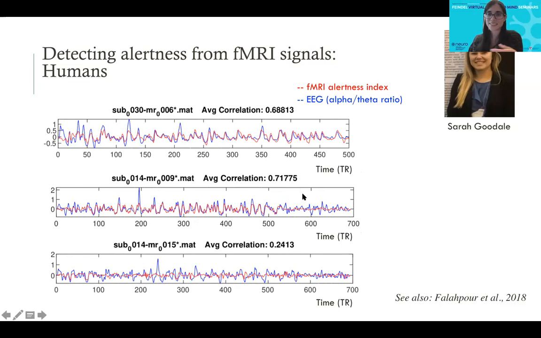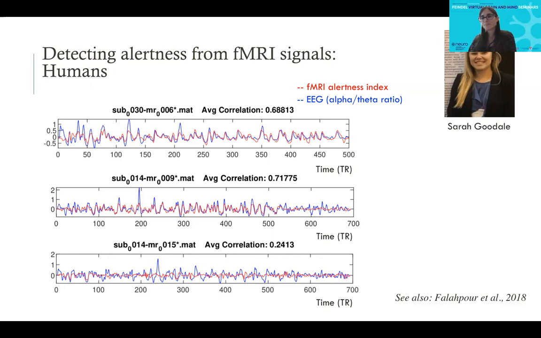But then, of course, not all scans did that well. And I think that is also really interesting because we want to know what's different there. Do we just have noisier data? Is something else going on? And so we're looking more carefully at those situations to try to understand and maybe improve the method.